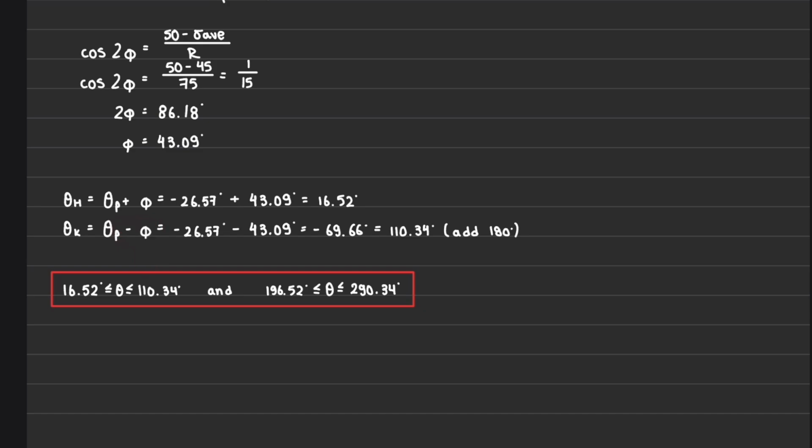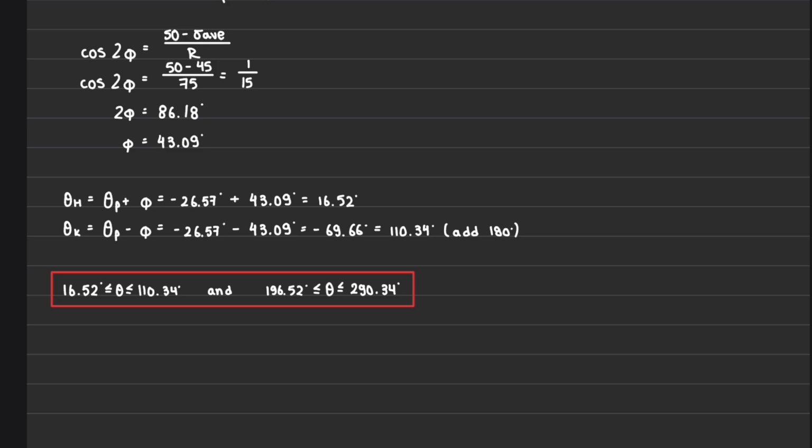For the second boundary, theta k, we use our principal angle minus the phi. Since standard notation prefers positive angles between 0 and 180, we add 180 to our negative result to find its equivalent plane, which gives us 110.34 degrees. Any angle trapped between these two boundaries keeps the normal stress at or below our 50 megapascal threshold.